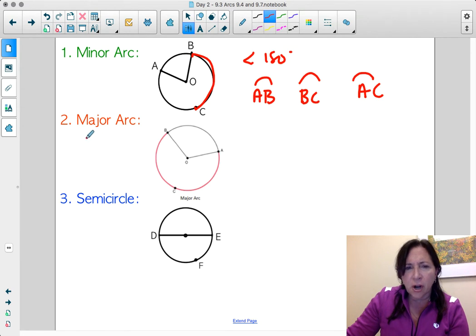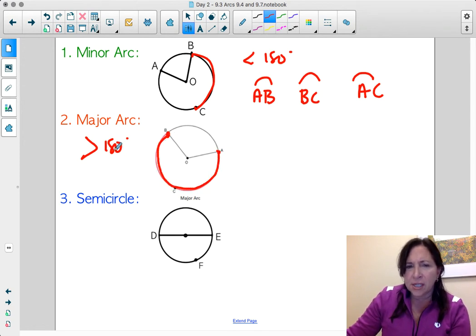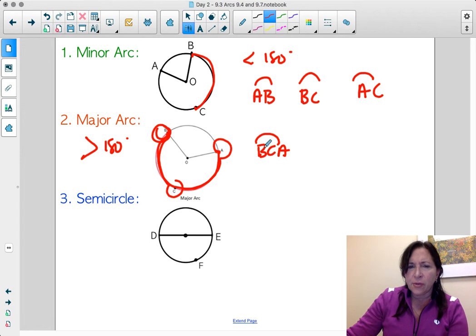You also have a major arc that's greater than 180 degrees, which means that you would start at one point on the circle and go around. That which is greater than 180 degrees is what we call a major arc. And again, use 3 letters. So we're going to go B, C, A. So B here, coming around C, coming around A. B, C, A. And so that's a major arc. And a semicircle would be arc DFE. If you have a semicircle, you also use 3 letters. We're going to call that arc DFE.